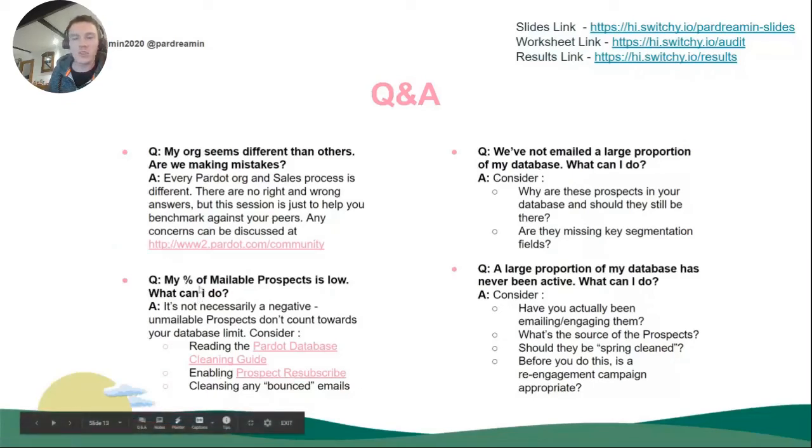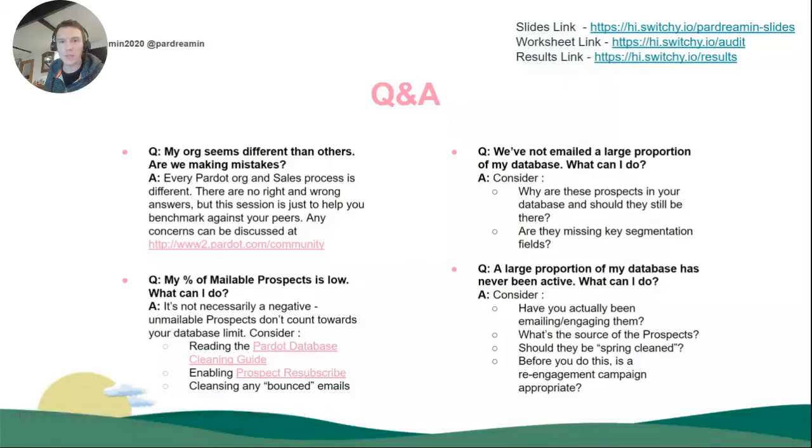So if you've got a high percentage of your database which is unmailable because they've maybe unsubscribed or they might have bounced, what you can do is enable that prospect resubscribe, and that can enable you to increase your mailable database percentage. And then consider cleansing any bounced emails. So people might have left the company, there might be an invalid syntax in the email, for example. So we've also got Q&As for the other 2 pieces as well.